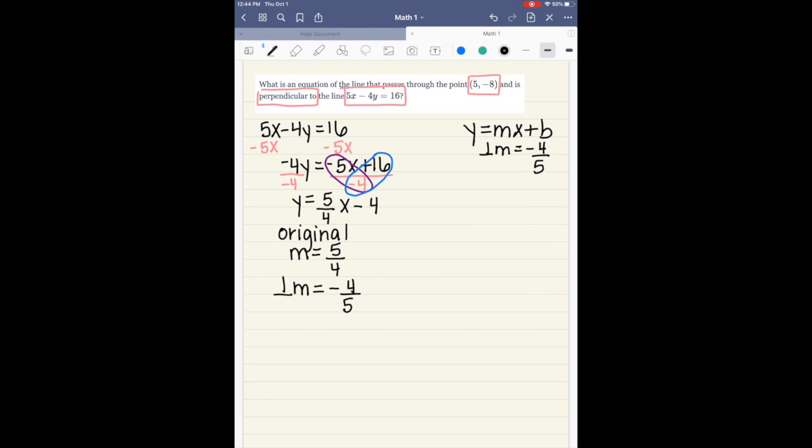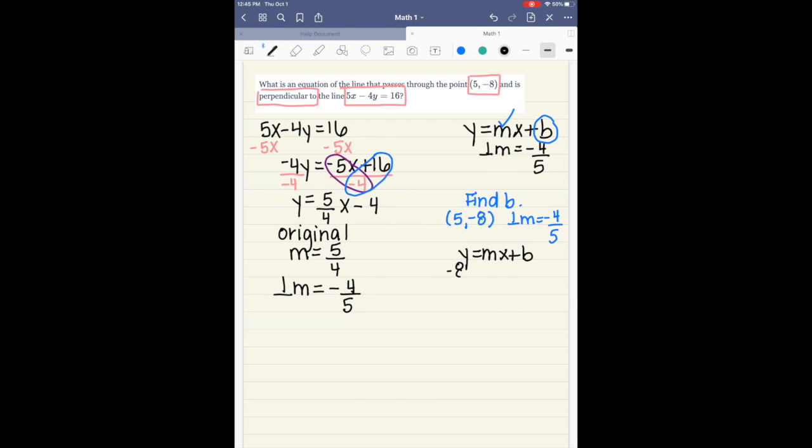All right, so we know our slope. Now we need to find our b value. We're going to find the b value by using the point and the perpendicular slope. Don't make the mistake and use the original. Use the perpendicular because you want the perpendicular line. And we're going to plug all that into y equals mx plus b.